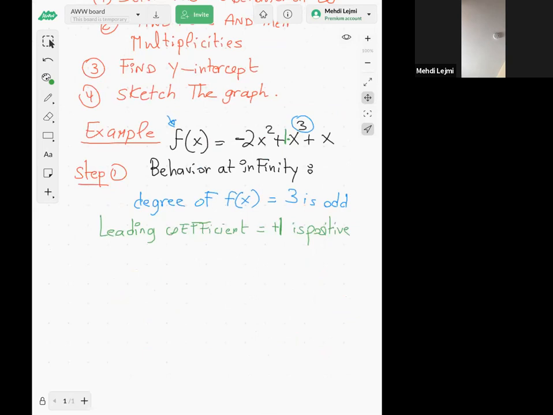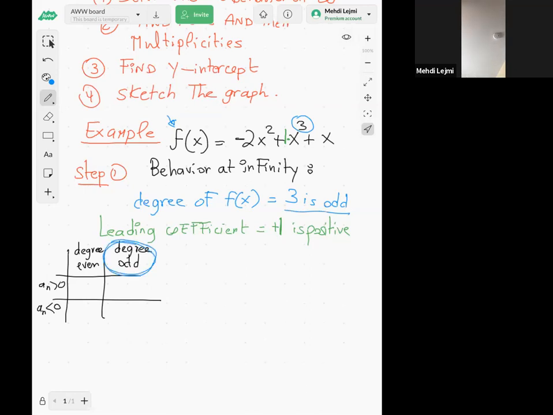Remember, we had the table of behavior at infinity. Basically, we had 4 cases: degree even, degree odd, leading coefficient positive, and leading coefficient negative. In our case, the degree is odd, 3, so we are in the second column. The leading coefficient is positive, so we are in the first row. So it's first row, second column.